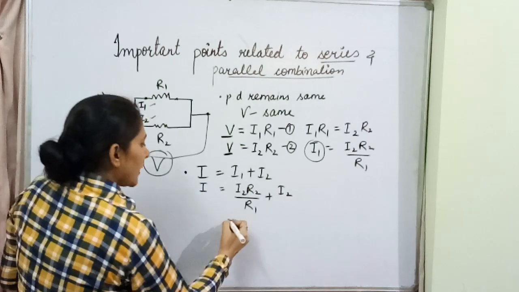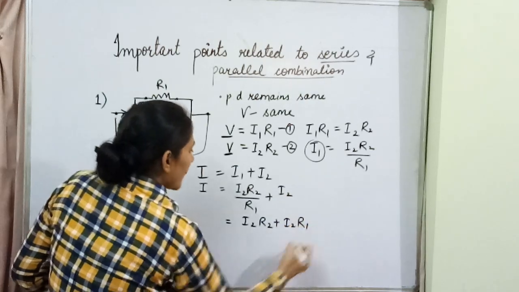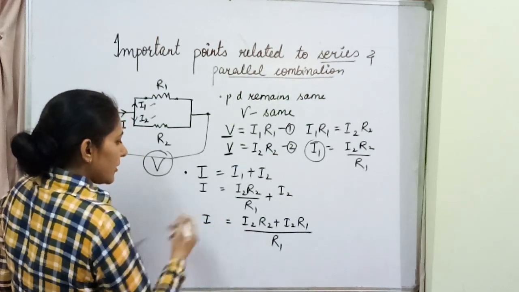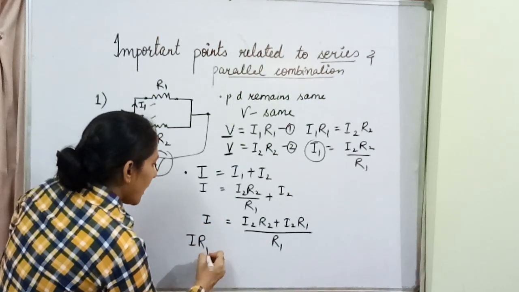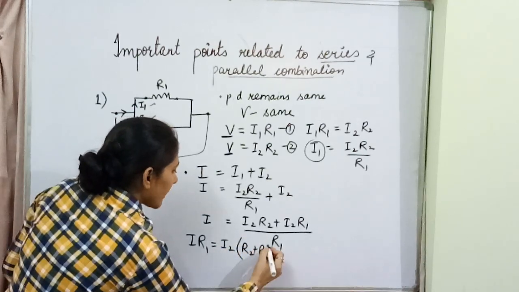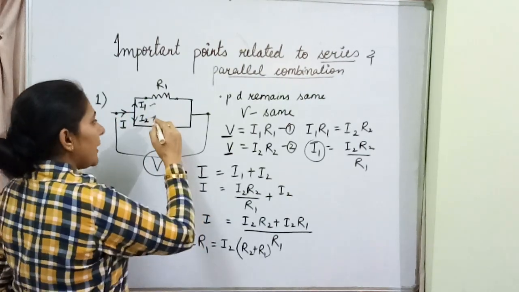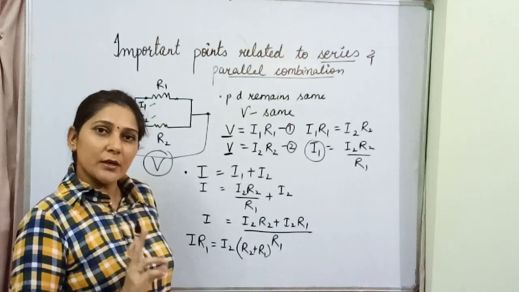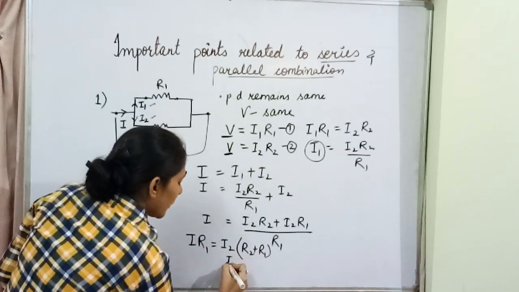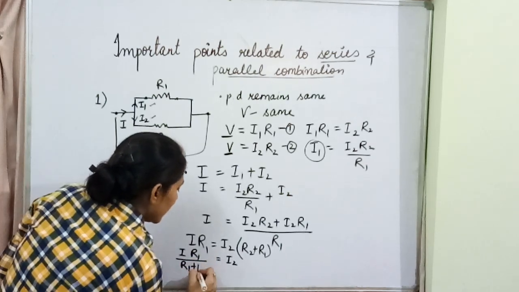I2. Okay, what else can you do? You can do I2 R2 plus I2 R1 divided by R1, taking LCM. This is I, this R1 comes over here, so I R1 is equal to I2 common times R2 plus R1. What you are supposed to find out is the value of I1 and I2. आपको find out क्या करना था, I1 या I2. So first we are going to find out I2 over here. That will be given by I2 is equal to I R1 upon R1 plus R2.